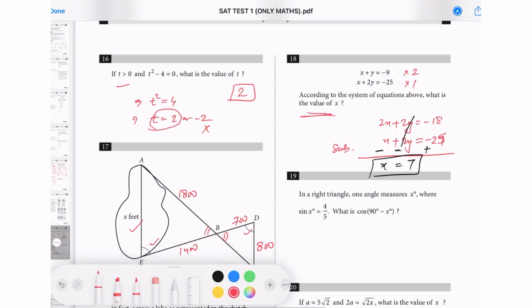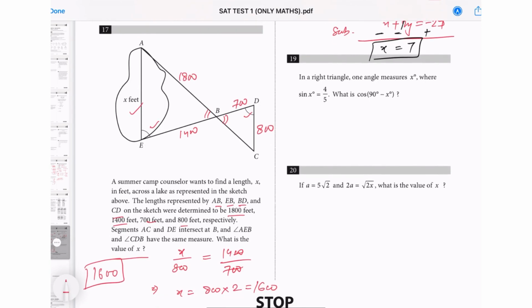Let us go to question number 19. Here a very important concept is involved. Sine of x is this, cos of 90 minus x. See here these two angles are complementary, and when the angles are complementary, that is when a plus b is 90 degrees, then sine of a is equal to cos of b. So here x plus 90 minus x gives you 90 degrees. So cos of 90 minus x will be equal to sine of x degrees, that is 4 over 5. Both are equal to 4 over 5.